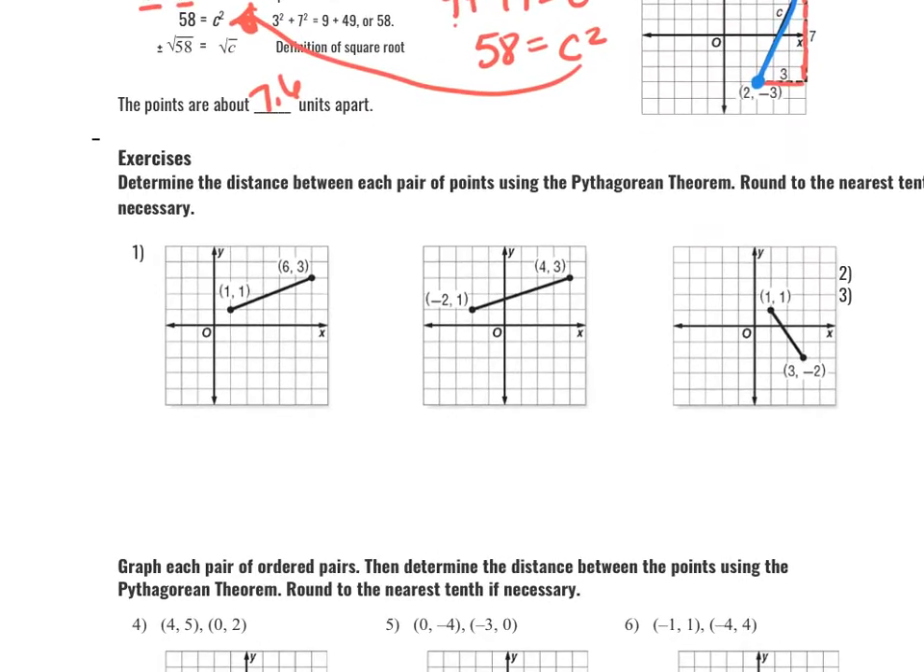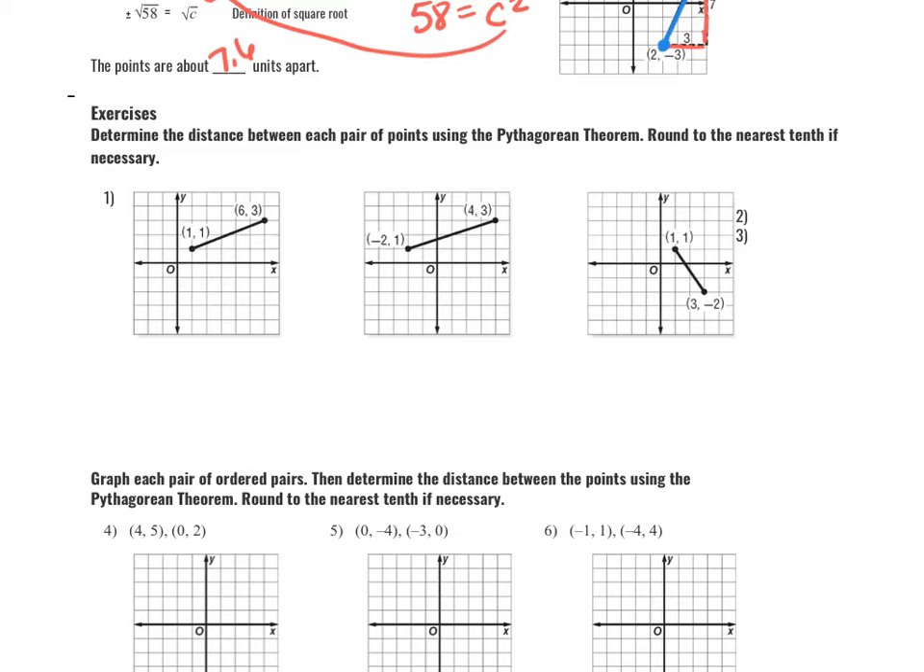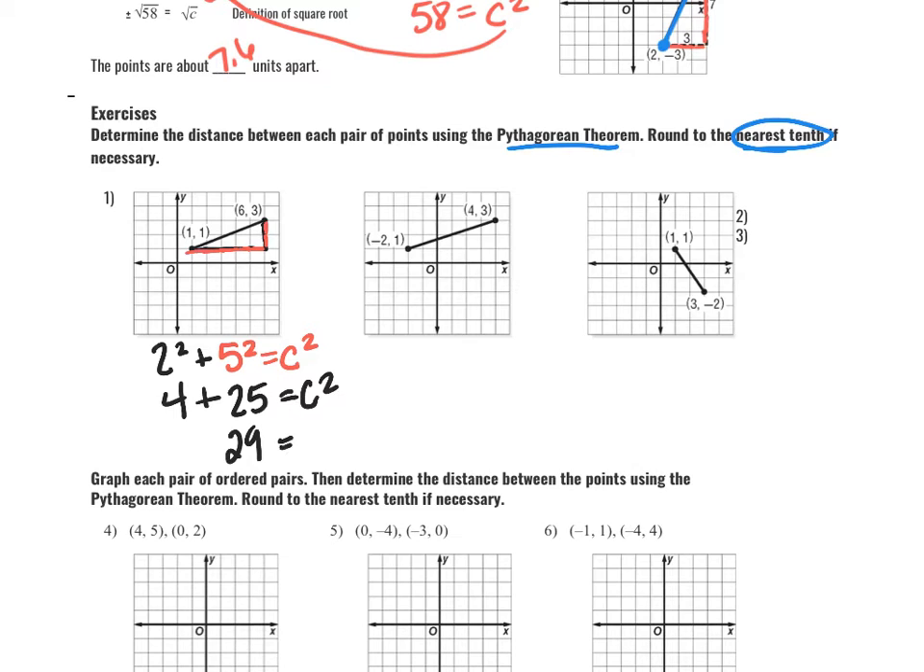So looking at the exercises, number 1, it says determine the distance between each pair of points using the Pythagorean theorem, round to the nearest tenth if necessary. So we're going to go ahead and make our triangle. So here's my legs of my right triangle, okay? I'm going to go with the smaller side first. The smaller side is 1, 2 units. So it's going to be 2 squared plus 1, 2, 3, 4, 5 squared equals c squared, okay? So 2 squared is 4, 5 squared is 25, and then c squared is here. 4 plus 25 is 29 equals c squared.